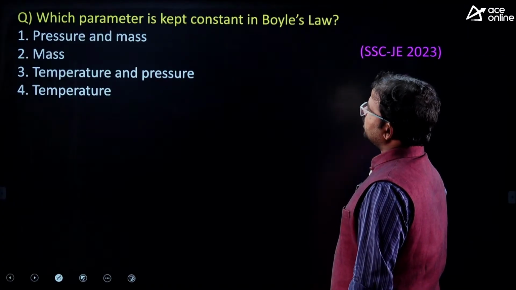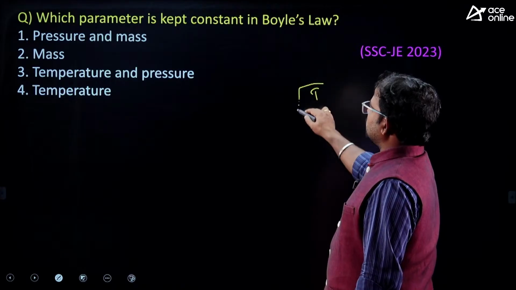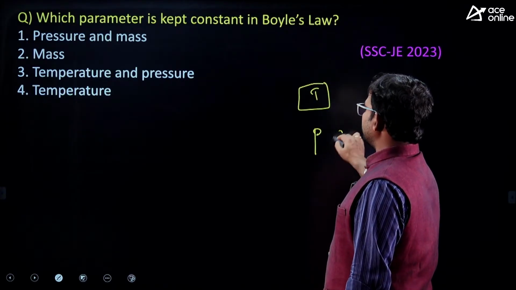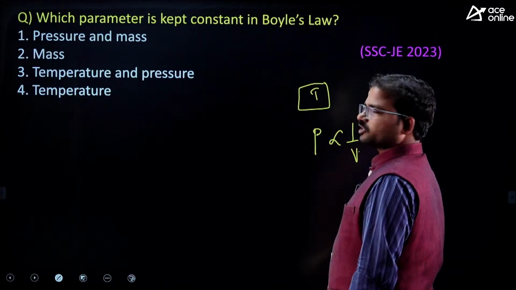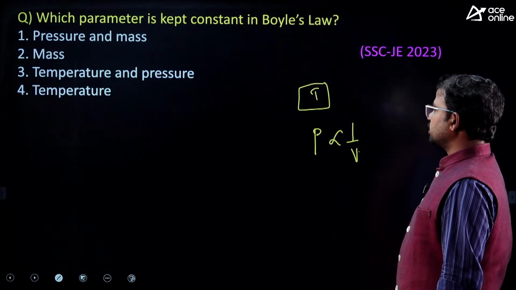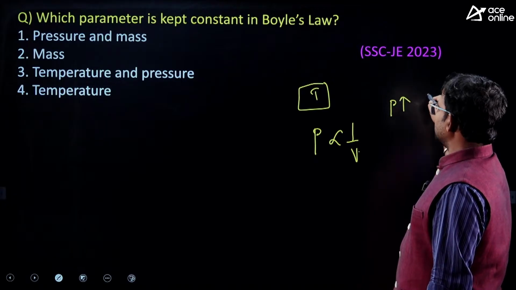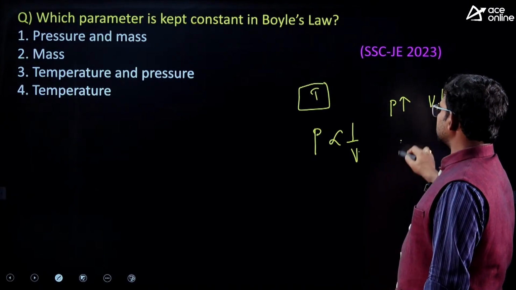Next, which parameter is kept constant in Boyle's law? At constant temperature, pressure and volume are inversely proportional. These two components are completely inversely proportional. So if pressure increases, volume decreases, right? Volume decreases.